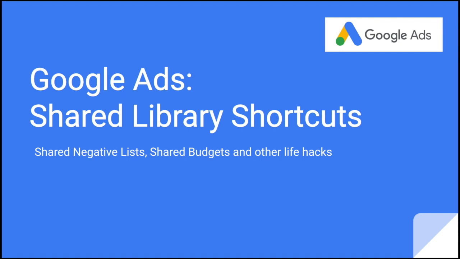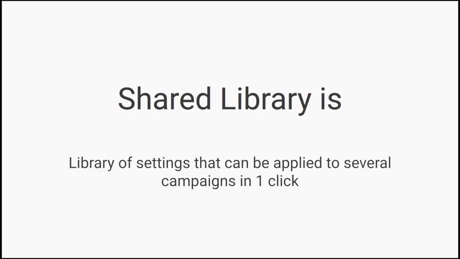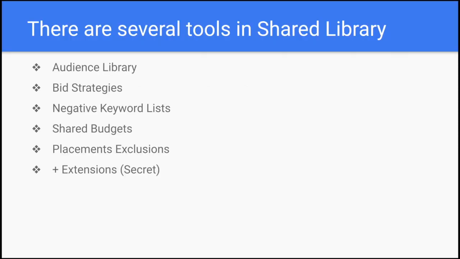And today we talk about shared library shortcuts. Shared library in Google Ads is a very cool thing. It is actually a storage of different solutions that you can apply across campaigns inside your accounts. It contains several solutions like audience library, bid strategies, negative keyword lists, shared budgets, placements, and also extensions that not everybody knows about. What is it all about? It's all about saving your time and saving your money.